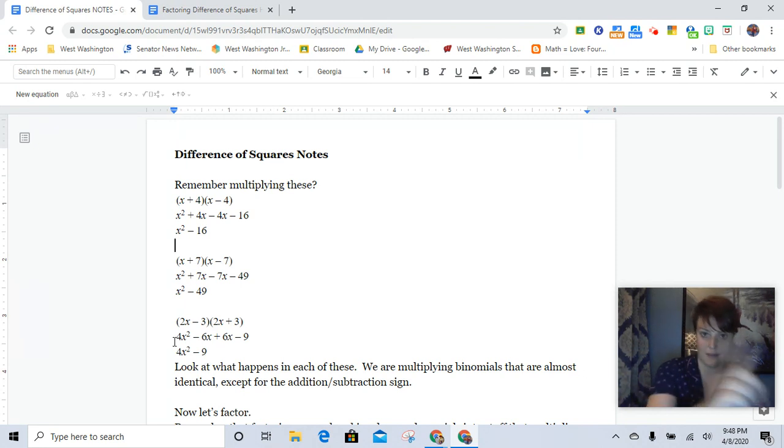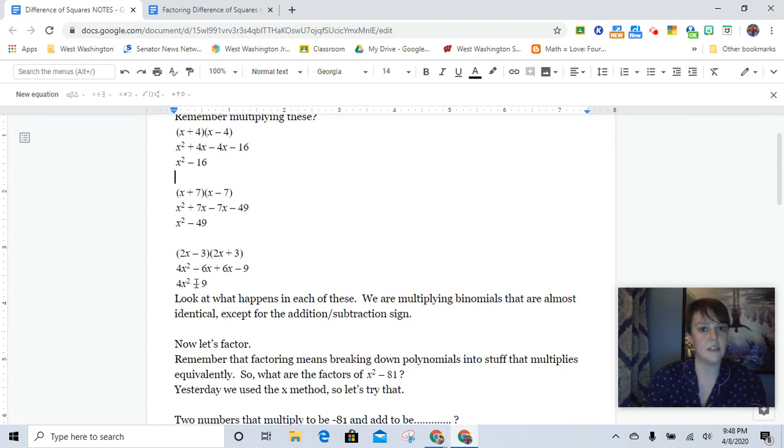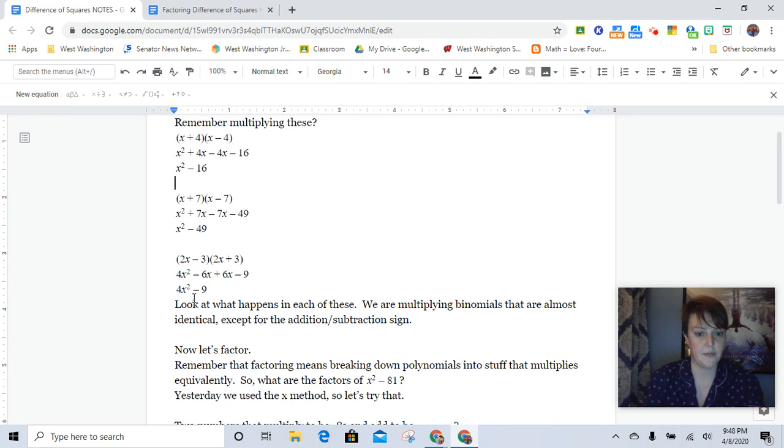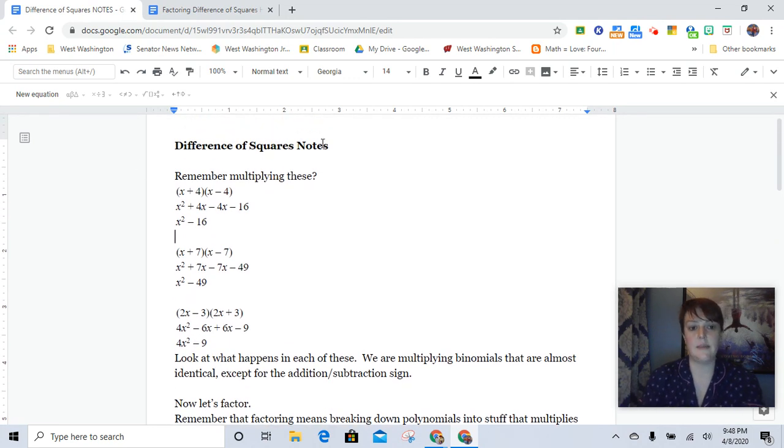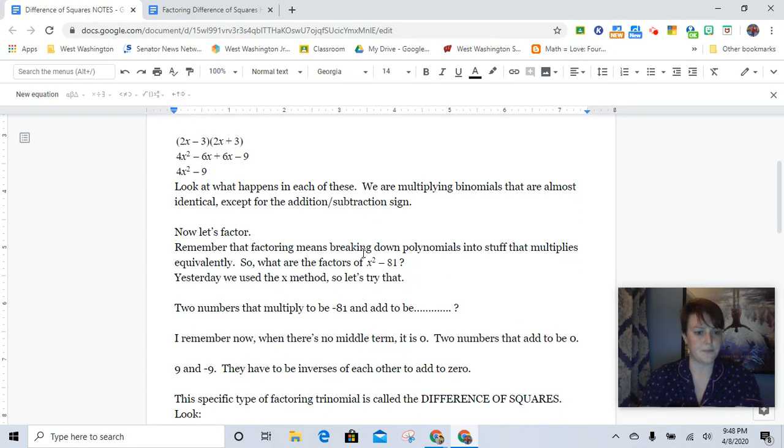And then if you look at the first term, the x squared term, we've got x squared. That's a perfect square too. We've got 4x squared. 4 is a perfect square. And so both of these terms are perfect squares. And that's why we call them difference of squares. And we'll get to that here in just a second again.